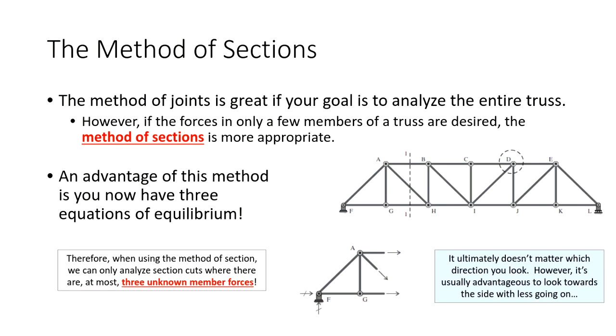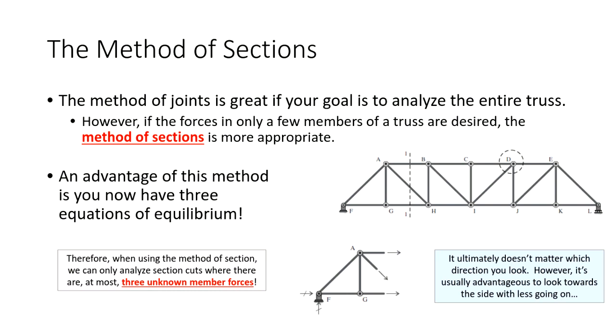But if you do need to look at a particular member instead of the entire truss, then the method of sections is more appropriate. So it's great for spot checking your results. It's great for verifying designs. Like if you're a structural engineer and you're working on a project and you look at the truss and you go, that one member looks a little small. It doesn't look like it's big enough to carry the load. Well, then just cut a section to determine the force in that member and then assess your design.